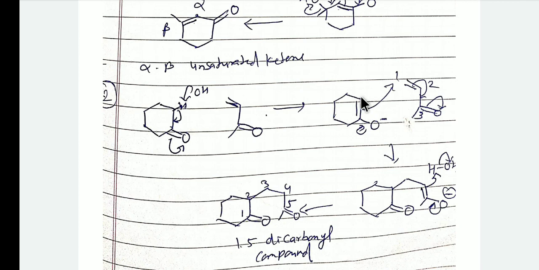This negatively charged carbon atom and this positively charged carbon atom form a covalent bond here, and here the double bond is created between the C2 carbon and C3 carbon atom. So we get another structure of this type.